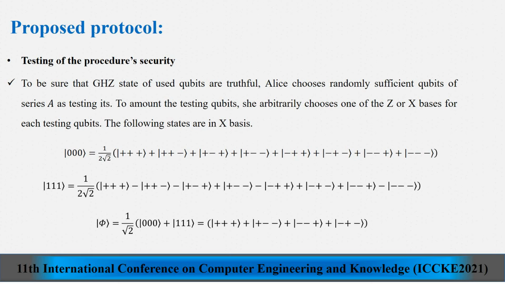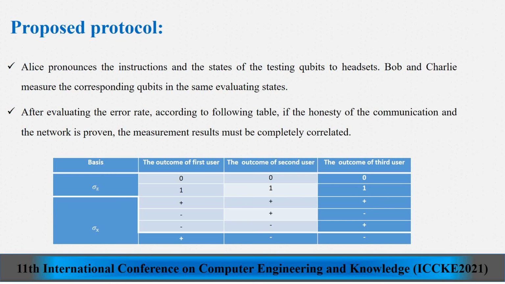For testing the security of the procedure, Alice randomly chooses sufficient qubits of sequence A as testing qubits. To measure the testing qubits, she arbitrarily chooses one of the Z or X bases for each testing qubit. Alice announces the instructions and the states of the testing qubits to the receivers, and Bob and Charlie measure the corresponding bits in the same states. After evaluating the error rate according to the following table, if the honesty of the communication and the network is proven, the measurement results must be completely correlated.